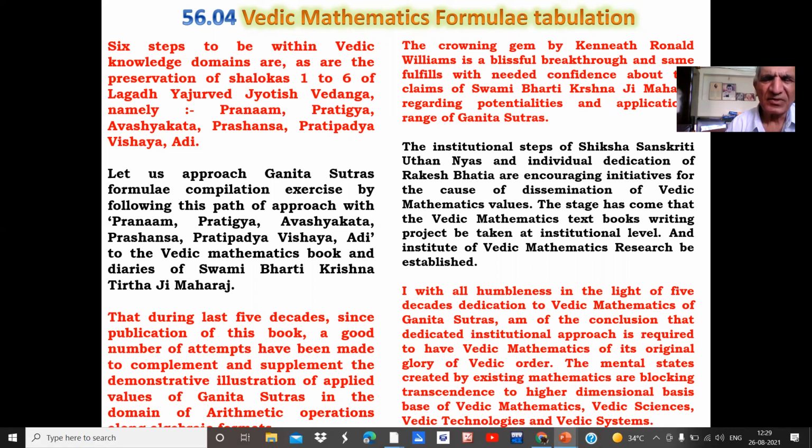The stage has come that the Vedic mathematics textbooks writing project be taken at institutional level, and an Institute of Vedic Mathematics Research be established. I, with all humbleness, in the light of my 5 decades of dedication to Vedic mathematics of Ganita Sutras, am of the conclusion that a dedicated institutional approach is required to have Vedic mathematics in its original glory of Vedic order. The mental states being created by existing mathematics steps are blocking transcendence to the higher dimensional base of Vedic mathematics, Vedic sciences, Vedic technologies, and Vedic systems.